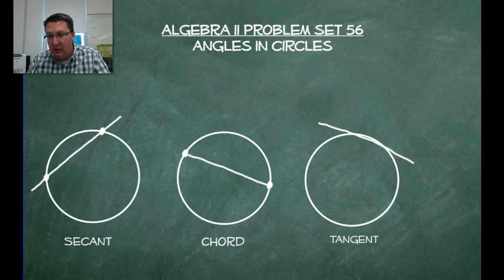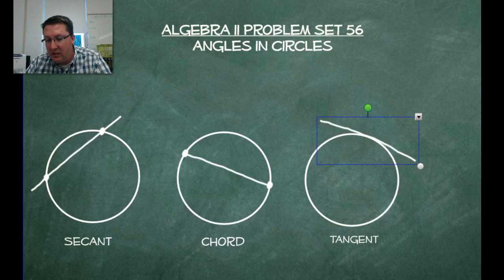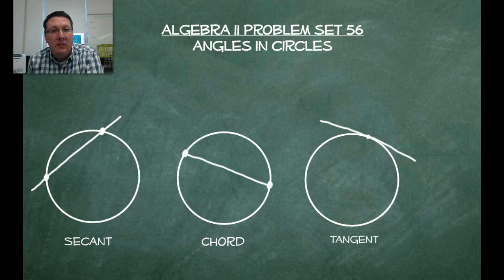That's not a very good line. Let's move that a little bit. So if I move this out to where it's just touching the circle in 1 point. Okay? This 1 point where it meets is called the point of tangency. Okay? This line or segment touches that circle in 1 point.